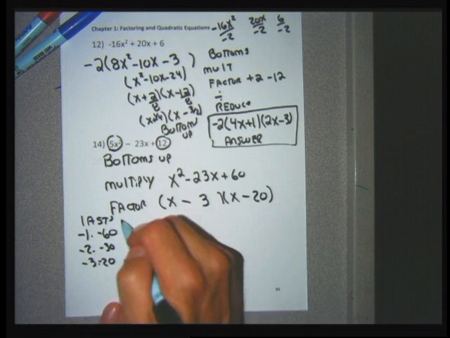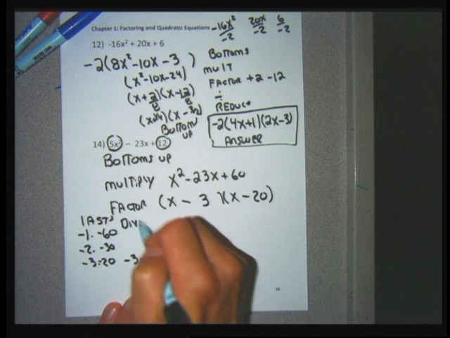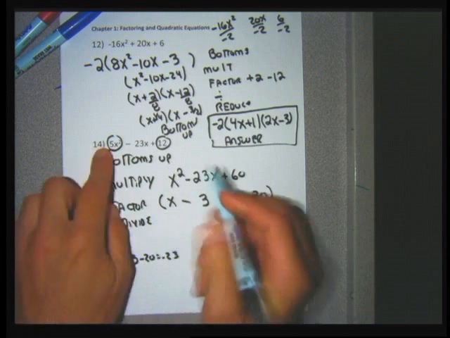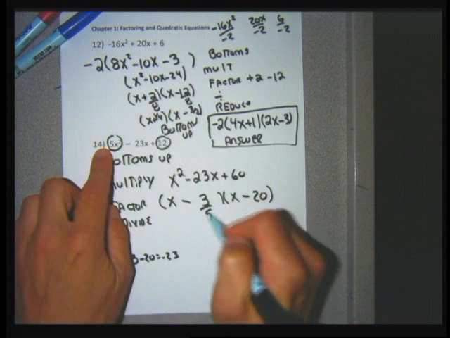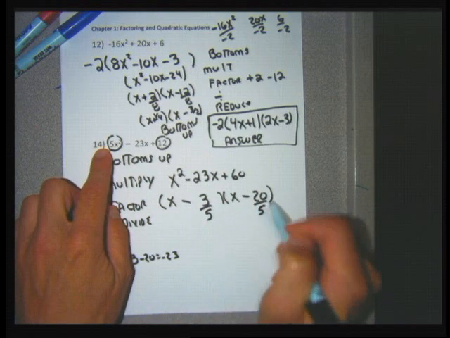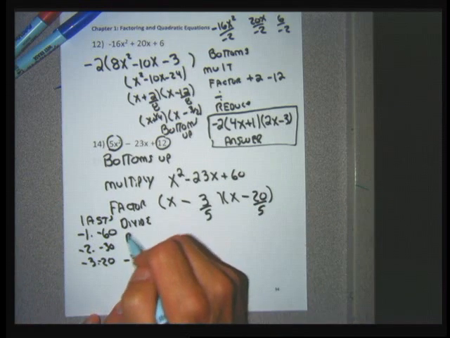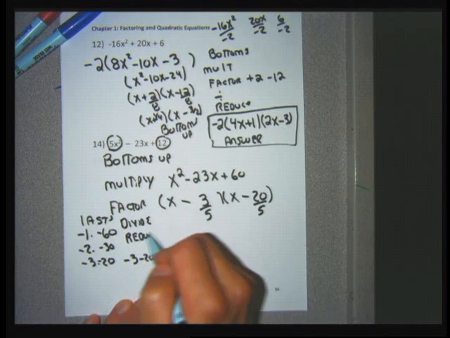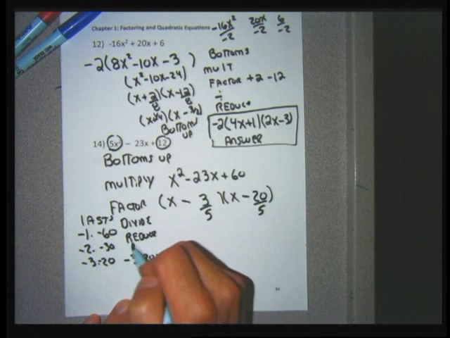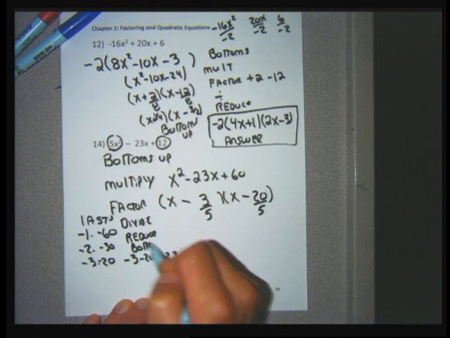Now I'm going to go into the divide part of bottoms up. I started off multiplying by 5. I'm going to end up dividing by 5. And then in this case, I think I'm going to reduce and bottoms up in the same step and go right to my answer.